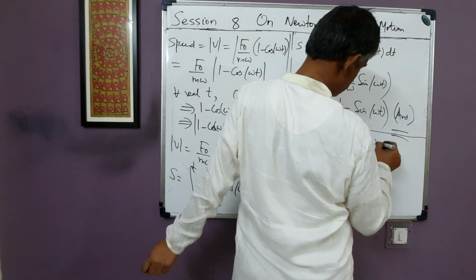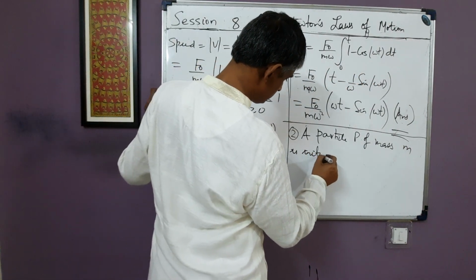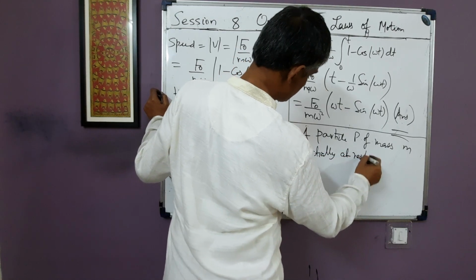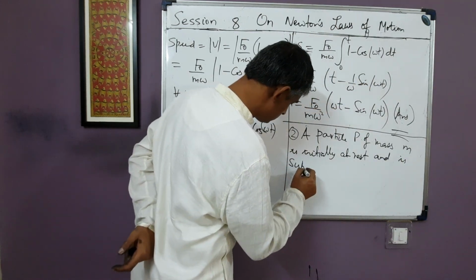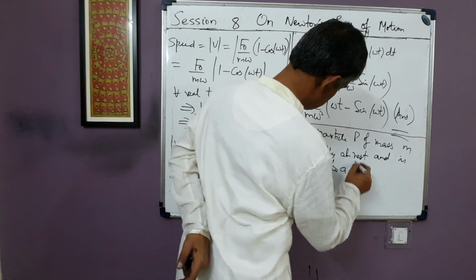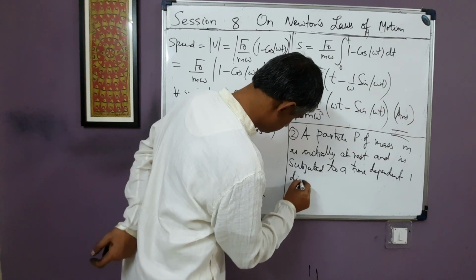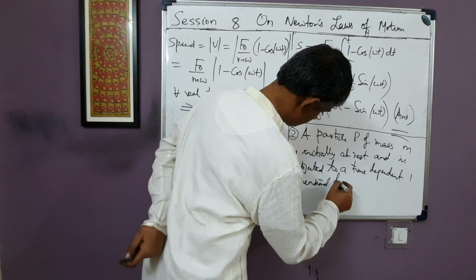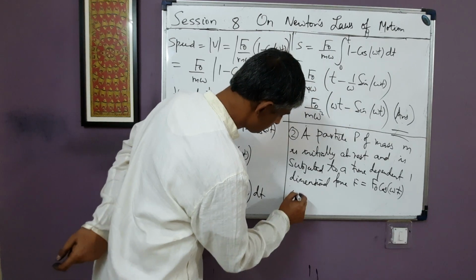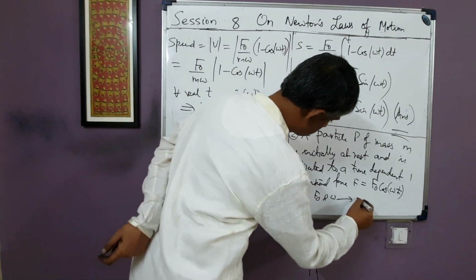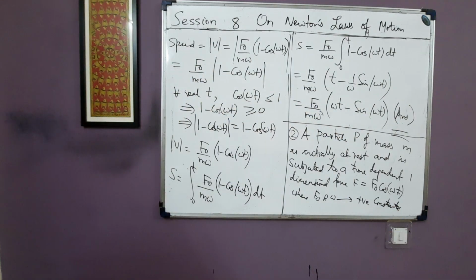A particle P of mass m is initially at rest and is subjected to a time dependent one dimensional force F given as F naught cos omega t, where F naught and omega are positive constants.